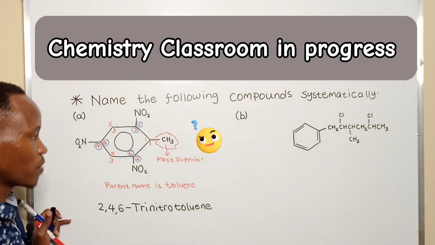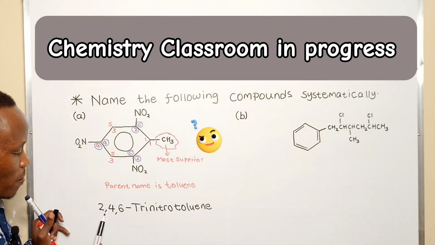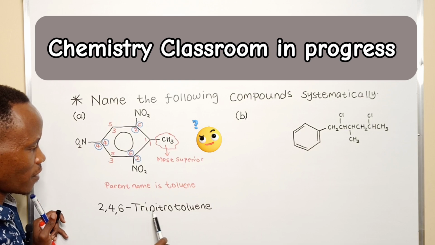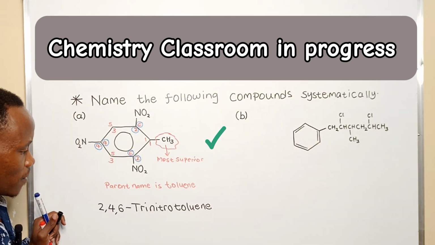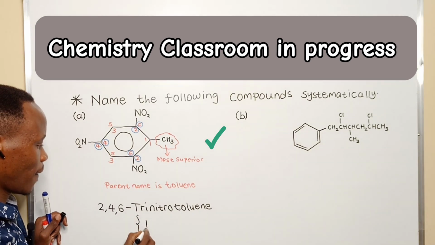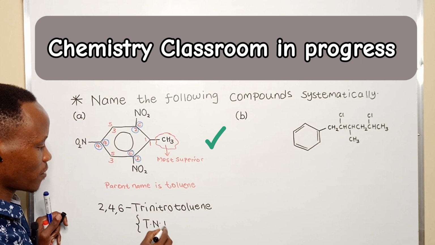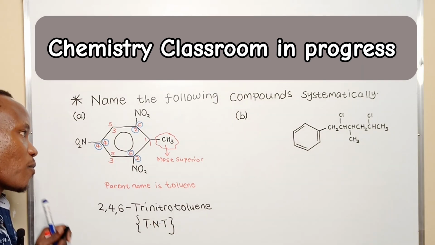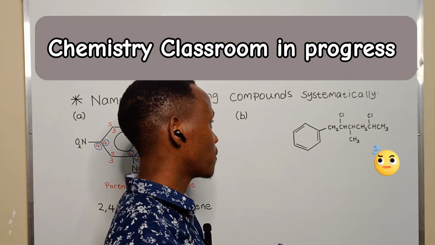So, therefore, the name of our compound here in part A is 2,4,6-trinitrotoluene. This compound is commercially known as TNT and is used as an explosive. After this, we move on to our second compound here in part B.